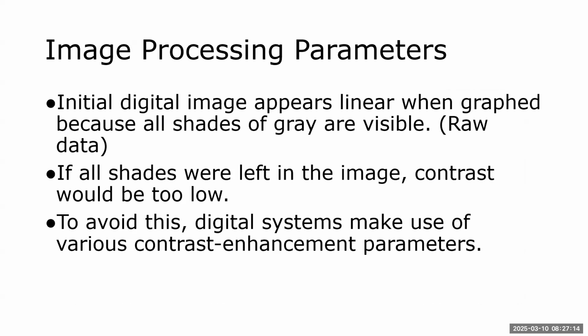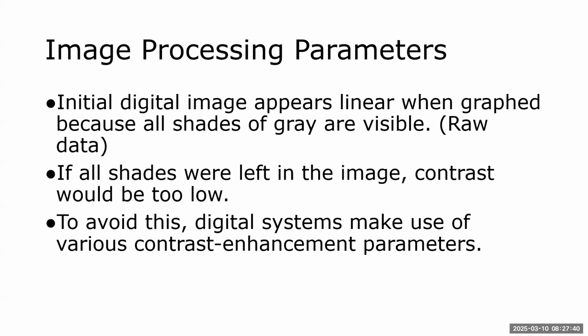Okay. Image processing parameters. So the initial digital image appears linear when graphed because all the shades of gray are visible. So that's the raw data. Have any of y'all ever noticed, like, portables? When the image is first coming up, it's very what? Super gray, right? And you think, God, that looks terrible. And then all of a sudden, ta-da, right? And it just displays and it's beautiful.